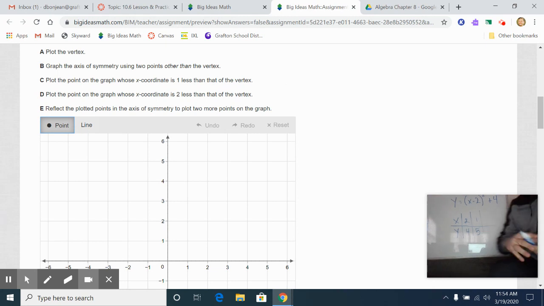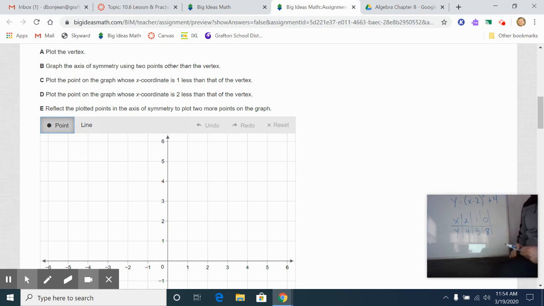Then part D says something similar. It says, plot the point on the graph whose x-coordinate is 2 less than that of the vertex. They just mean take a number that's 2 less than this x value, which would be 0, and plug that in. So when I do that, 0 minus 2 is -2. -2 squared is 4, and then 4 plus 4 gives me 8. So our answer for part D would be right here. We want to plot this ordered pair.